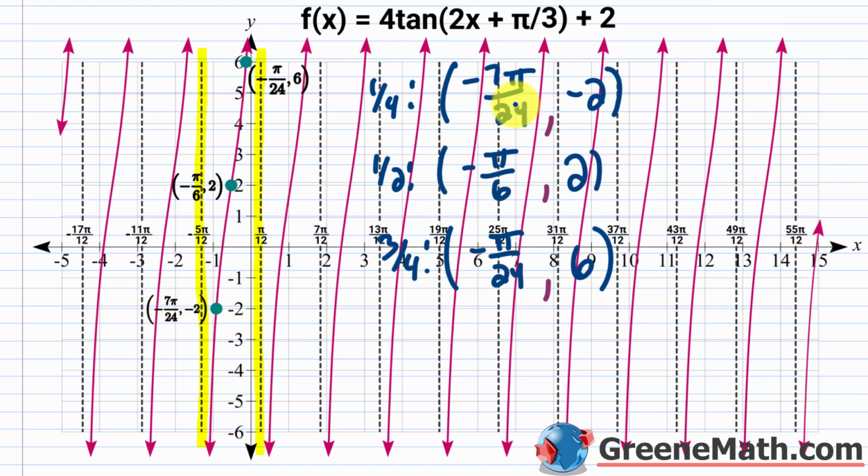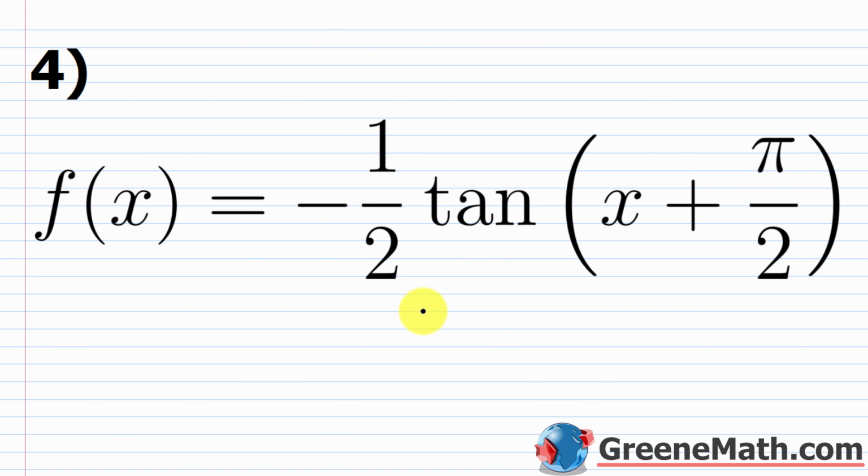So that matches this. Then halfway, you're going to have -pi over 6, comma 2. So that matches this. And then 3/4, you have -pi over 24, comma 6. So that matches this. Again, click the link on Desmos. You'll see I gave you the points over here and over here, so one cycle to the right and to the left if you want to do some more practice. Okay, let's take a look at problem number 4 now.